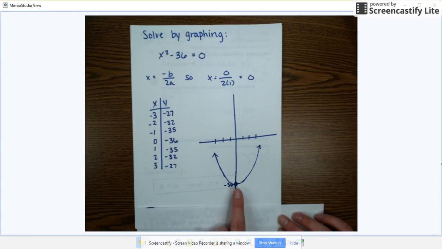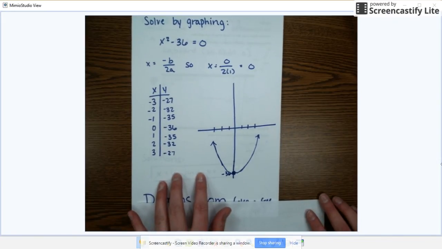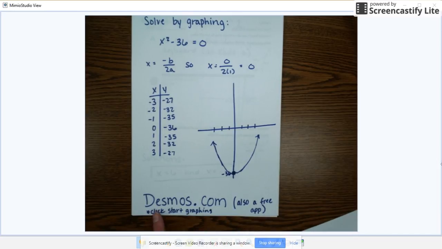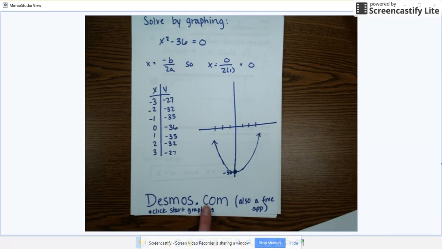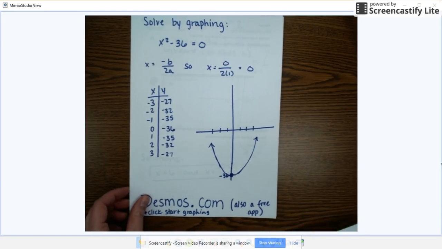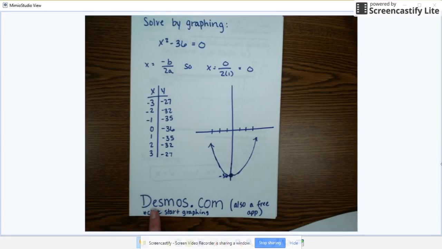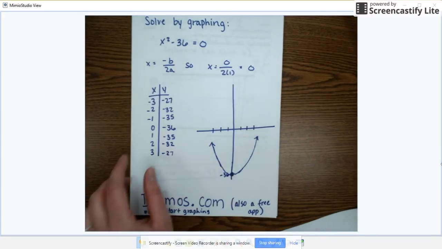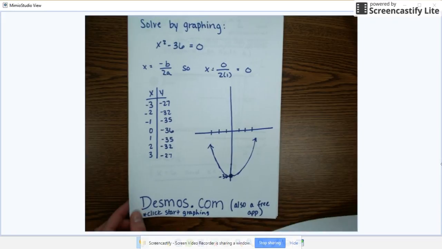So instead of graphing these by hand, I'm going to give you a little resource. It's called Desmos. So if you go to desmos.com, it will load, and then you have to hit start graphing, and then it will let you type in an equation that you can graph. A lot of my older students download the app. It's a free app, so then they can just have it on their phone and they don't have to have a computer. So we're going to use Desmos to graph this x squared minus 36 and solve that way.